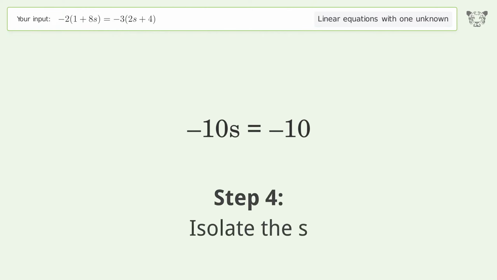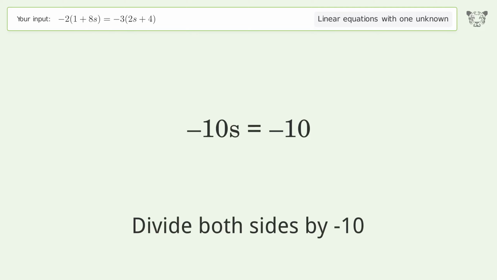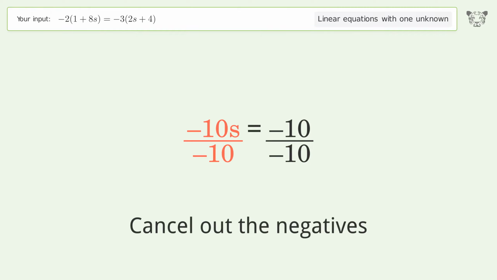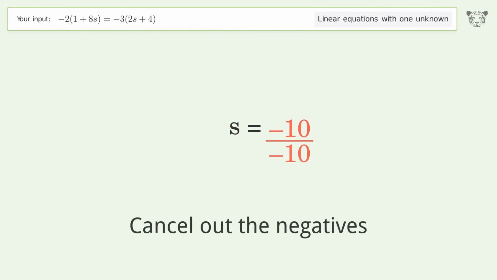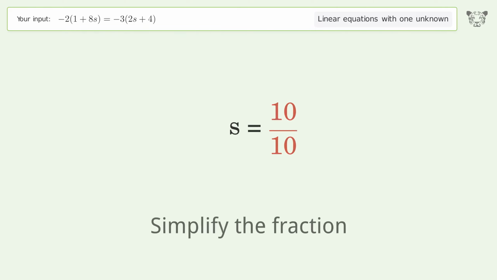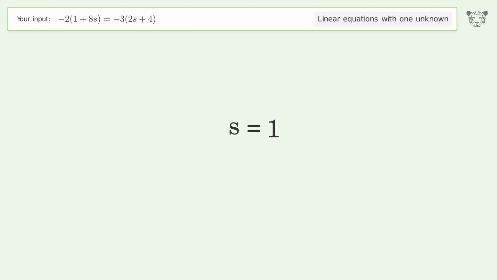Isolate the s. Divide both sides by -10. Cancel out the negatives. Simplify the fraction. Cancel out the negatives. Simplify the fraction. And so the final result is s equals 1.